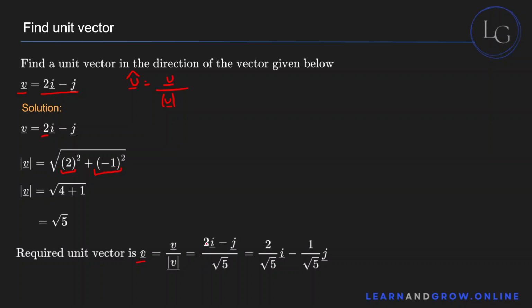And you can basically just separate the 2i and minus j. So this becomes 2 over square root of 5 i minus 1 over square root of 5 j, right? And if you take the magnitude of this vector over here, that will give you 1, because the magnitude of a unit vector is 1.